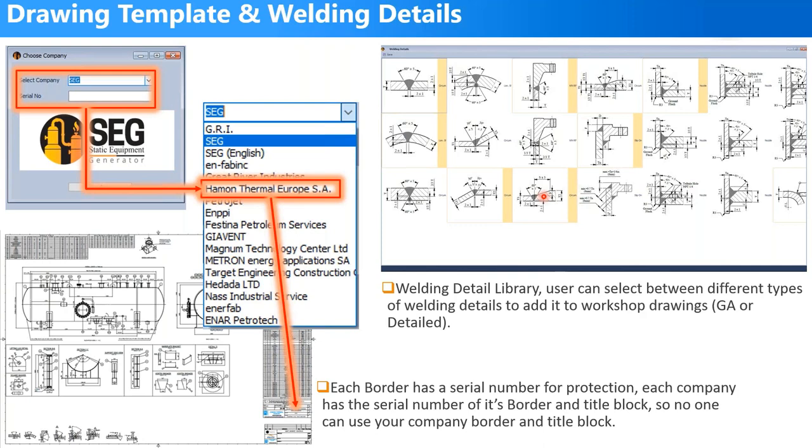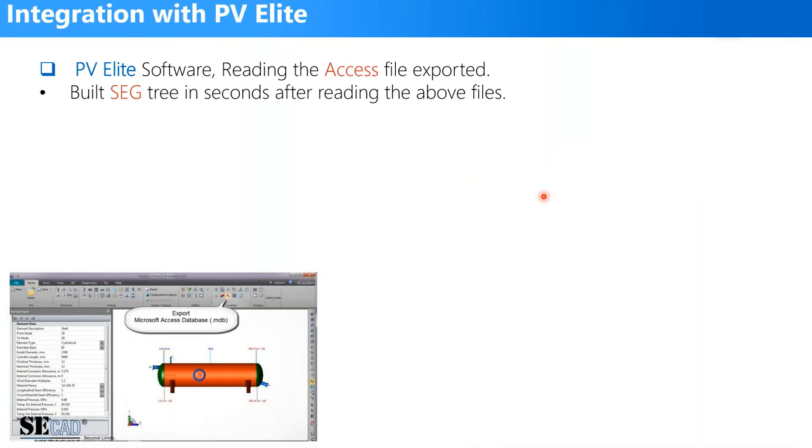In drawings, you can add standard welding details from our library. We have a huge library for welding details, so you can select from it to generate your drawing. And here is the integration tool, a new tool in SEG. It's just a tool; we have many different tools in SEG software. You can use it to speed up your work by exporting the MDB file from the PV Edit.